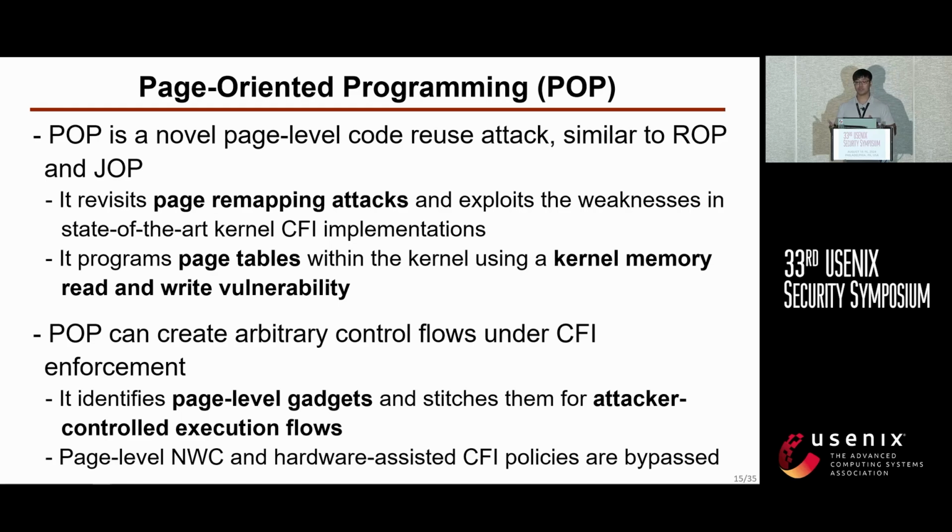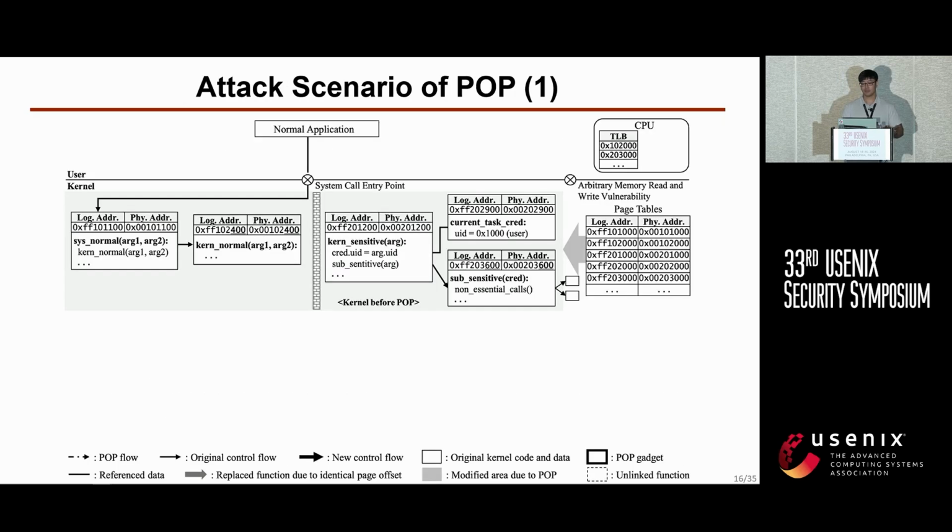Now, we introduce a novel page-level code reuse attack, page-oriented programming, POP. POP revisits page remapping attacks and exploits these weaknesses mentioned earlier. It programs page tables using a kernel memory read and write vulnerability, allowing for the creation of arbitrary control flows under CFI enforcement. This shows an attack scenario of POP. In benign cases, the normal system call executes sys_normal and kernel normal functions, not the kernel sensitive function like this.